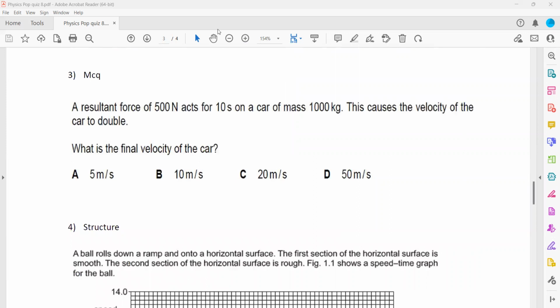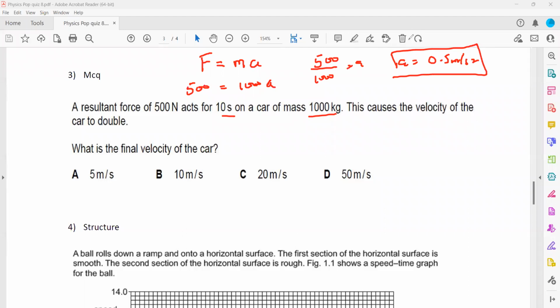A resultant force of 500 Newton acts for 10 seconds on a car of mass 1000. This caused the velocity of the car to be doubled. What is the initial velocity? Here we have to use two formulas. First, we want to find the acceleration by using the formula resultant force equals ma. The resultant force is 500, the mass of the object is 1000, and the acceleration is a. 1000 is multiplied, so on the other side it will be divided. So it will be 500 divided by 1000, which equals 0.5 meter per second squared. So the acceleration is 0.5 meter per second squared.